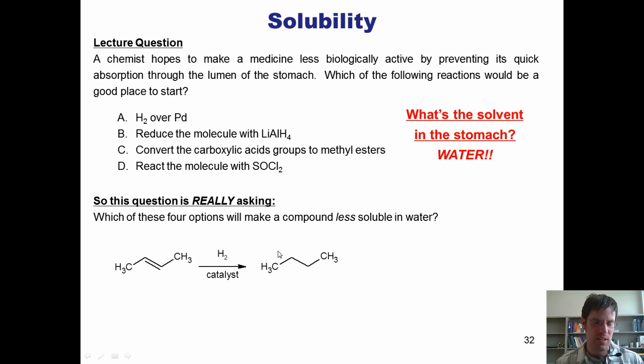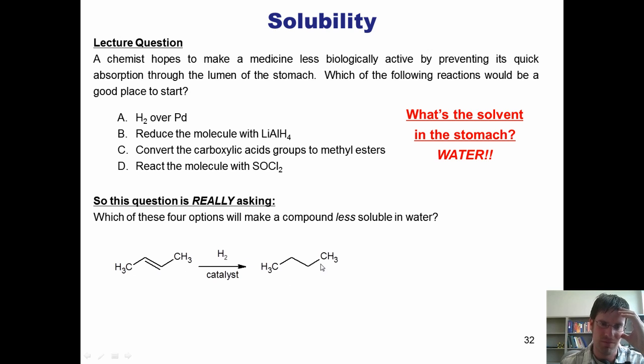So let's take a look at these reactions. Here's an example reaction where I've just taken an alkene and I've hydrogenated it to turn it into an alkane. This is an example that correlates with option number A. Question you need to ask yourself is, does this reaction really change the compound solubility in water a whole heck of a lot?